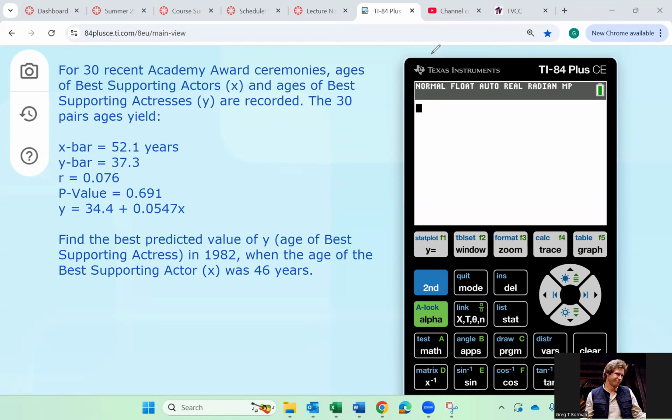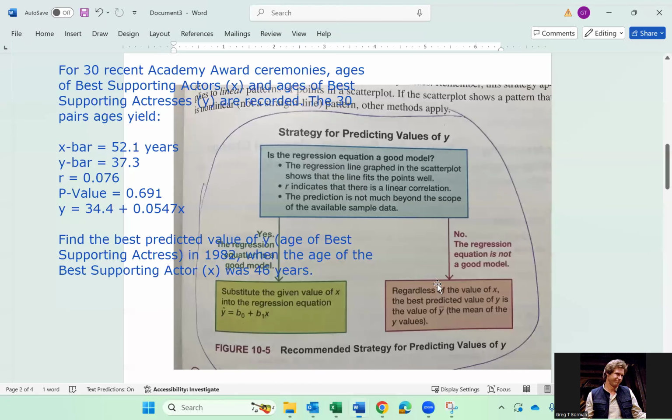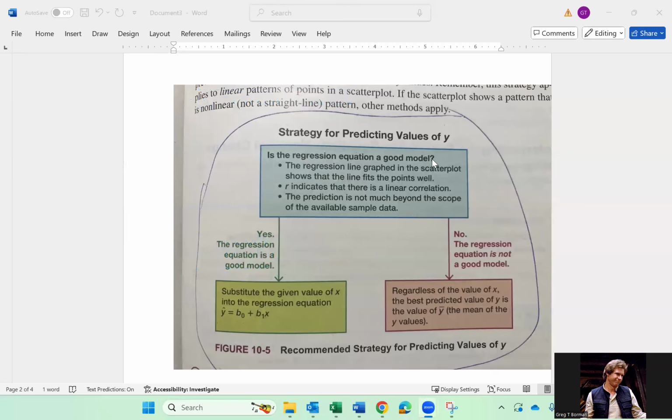Okay, so there is a table in your book that tells you how to decide what to do. We're going to clear all drawings for a moment. So, is the regression equation a good model? Well, the regression line graph and the scatter plot show whether the line fits the points well. They don't give us the data to create a scatter plot.